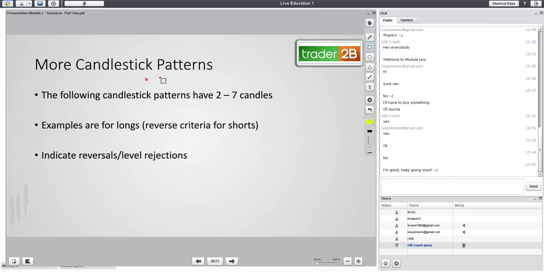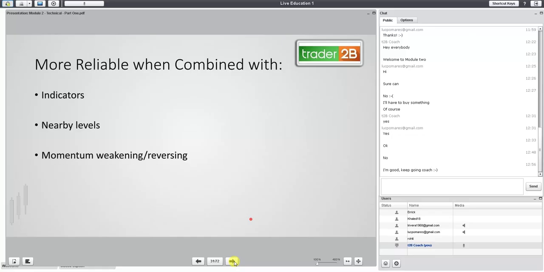So, more candlestick patterns. The following candlestick patterns have 2 to 7 candles. Examples are for long reversal criteria, and the same applies for shorts. They indicate reversal levels, rejection levels, etc. They are more reliable when combined with indicators, with nearby levels, and with momentum weakening or reversing.